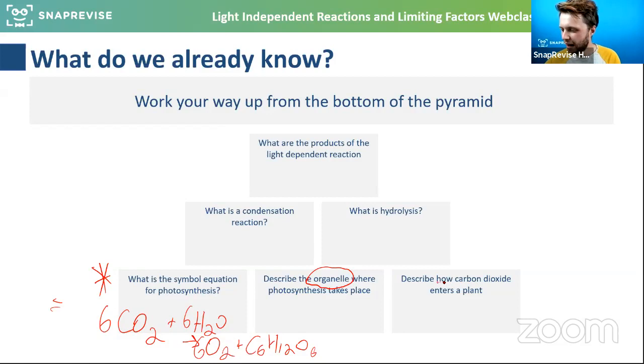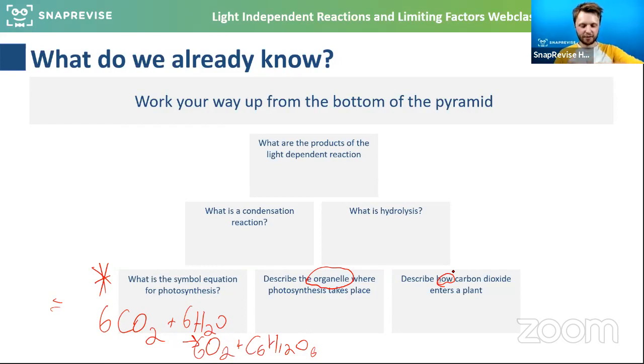So describe how carbon dioxide enters a plant. If you remember this, I'll be impressed. Who remembers how carbon dioxide can get in? Yes, someone has said it. I'm going to wait for a few more comments. Yep, lovely. So a couple of you are saying it. I'm loving that you're even saying how it's happening. Perfect. So yeah, how does carbon dioxide enter?